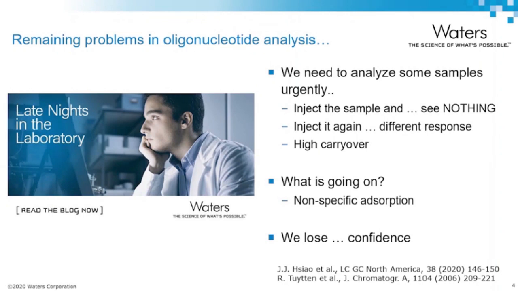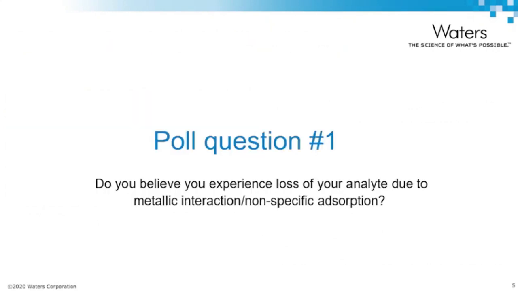At the bottom of the slide, I again show two papers that describe a potential explanation of what's going on, and it is called non-specific adsorption. LC systems and LC columns based on metals, stainless steel, could serve as adsorbing surfaces for oligonucleotides, and the samples may be lost due to non-specific adsorption. At this point, that leads me to poll question number 1. Do you believe you experience loss of analytes due to metallic interactions or non-specific adsorption?